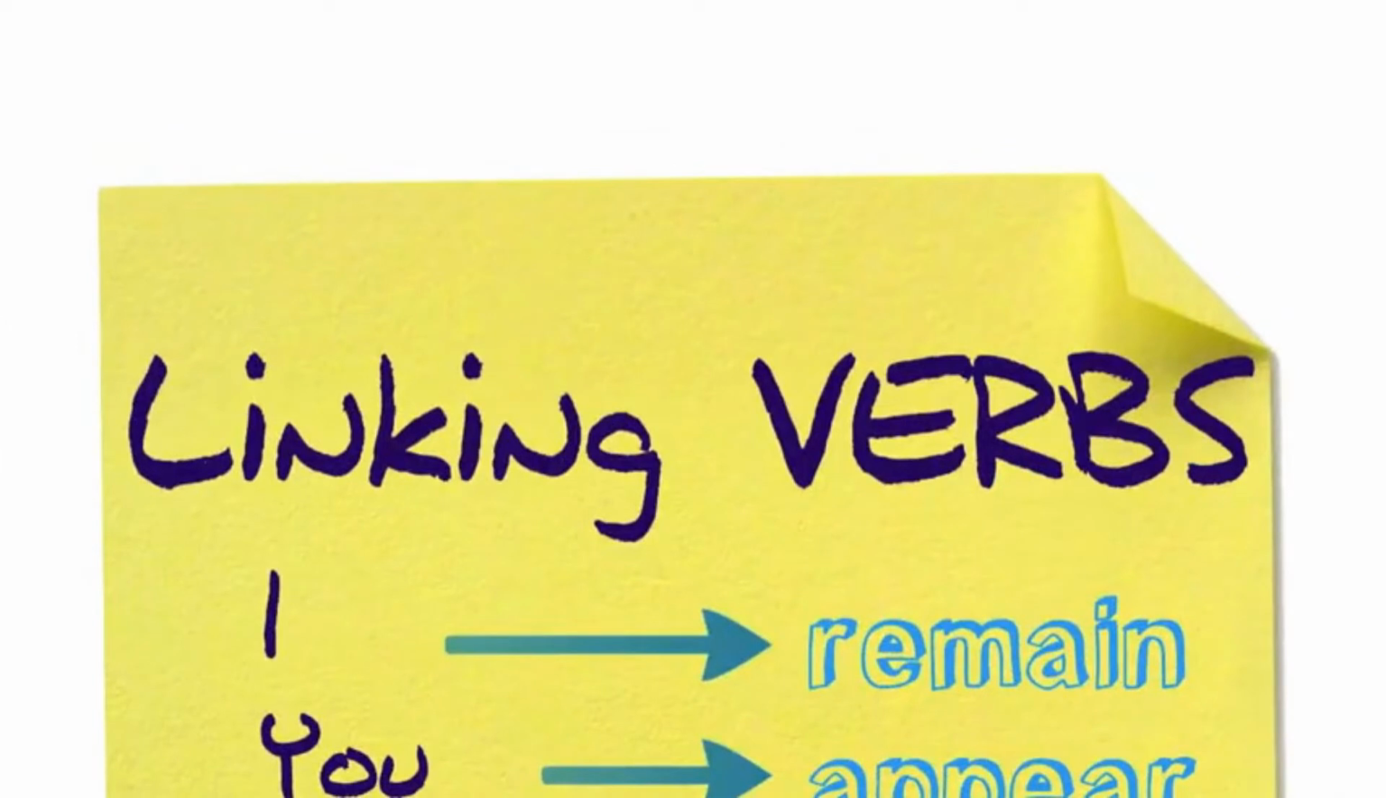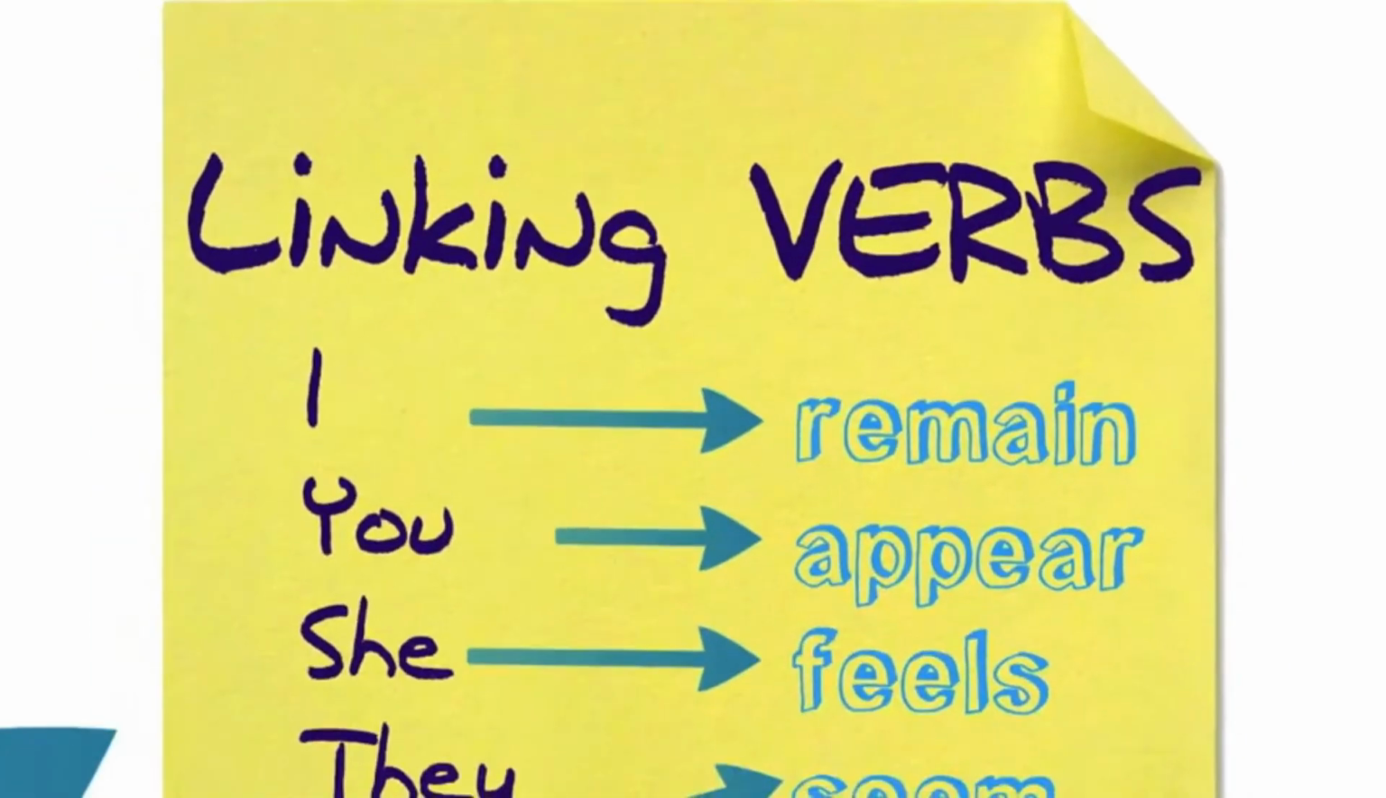Another specific type of verb is the linking verb. They are another form of non-action verb that are often associated with feelings and appearance. For example, I remain, you appear, she feels, they seem. Remain, appear, feel, and seem are all non-action linking verbs.